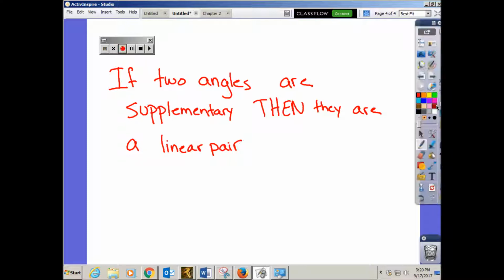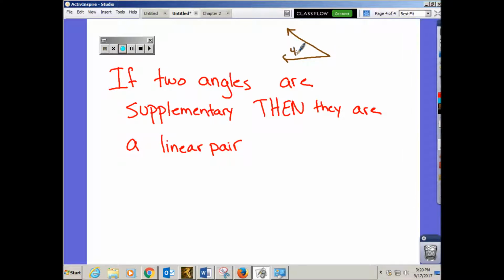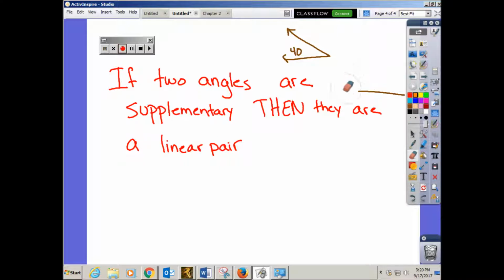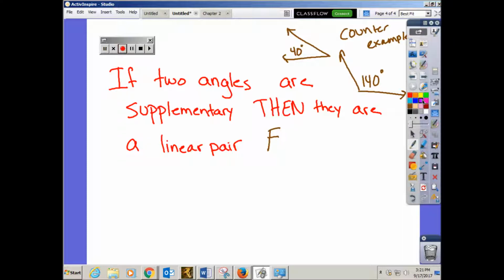Can I think of an example where I have two angles that are supplementary and not a linear pair? If I have a 40-degree angle over here and a 140-degree angle over here, they are supplementary. They add up to 180, but they do not make a linear pair. Since I have this as a counterexample, this statement is false. So let's flip this around and see what happens.